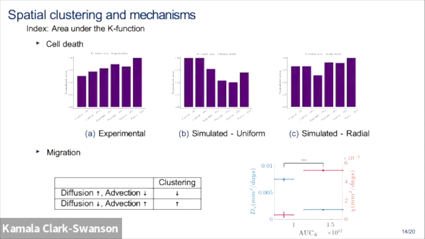For example, here, we took the area under this K function. In the experimental data, we had an increase in this clustering index with respect to the increase of the dose. However, in the simulations, when we had a uniform cell death probability, we had the opposite behavior. So by taking a distance-dependent cell death probability, we were able to reproduce in some way the experimental observation. And also when it comes to migration, if we tweak a bit the diffusion and the advection values, we get different clustering patterns.